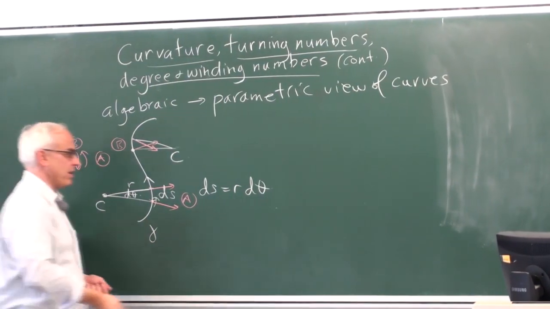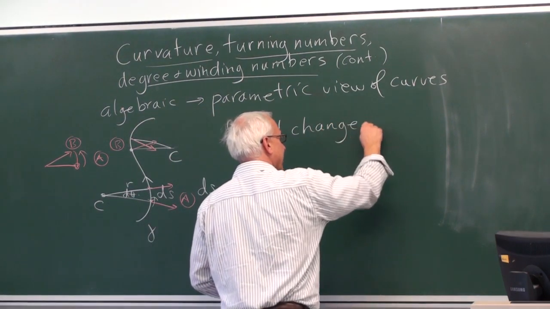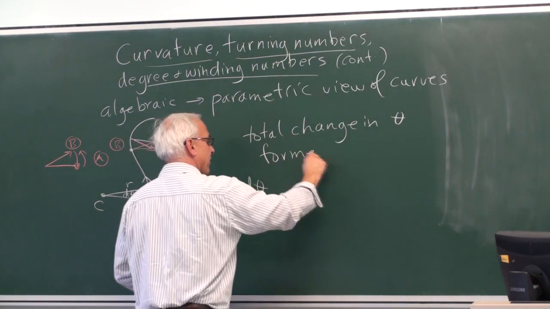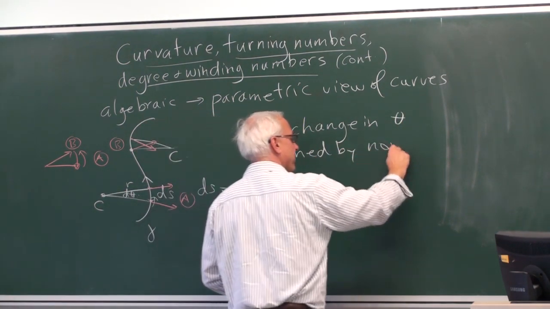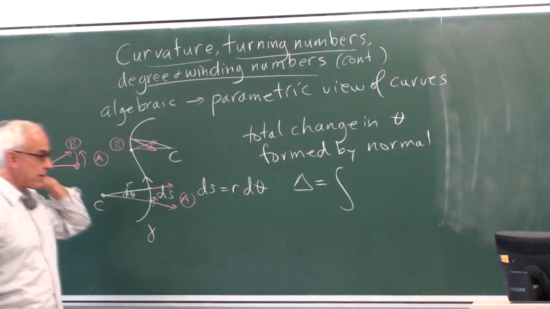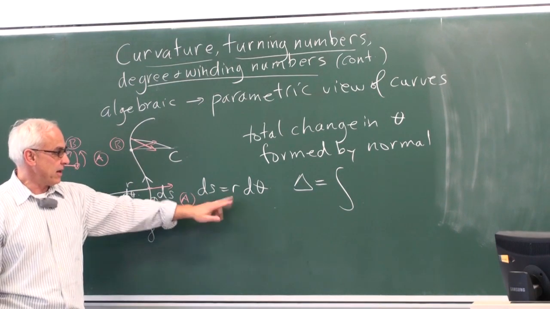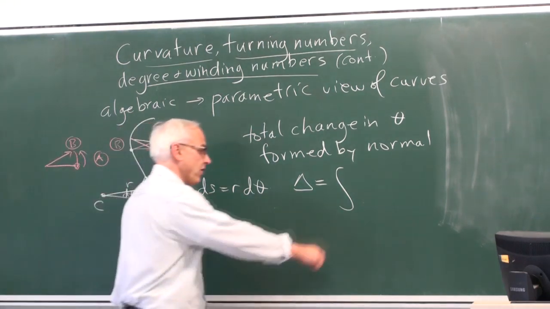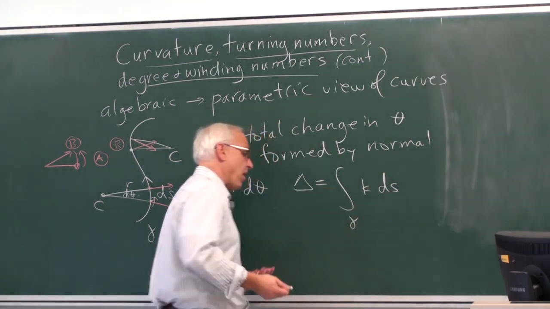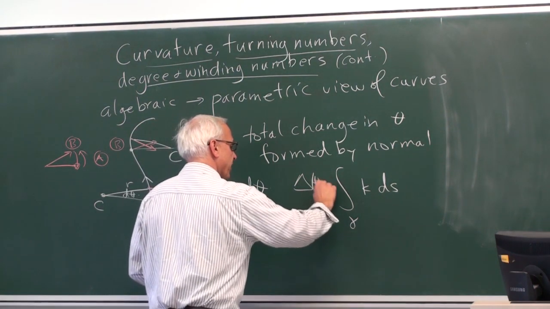And so we had this formula that the total change in the angle theta formed by the tangent or by the normal can be obtained by integrating the small changes. So ds is equal to r d theta. That means d theta is equal to 1 over r ds. And we found this formula, integral of k ds, over the part of the curve that we're interested in. Maybe I'll write change in theta.